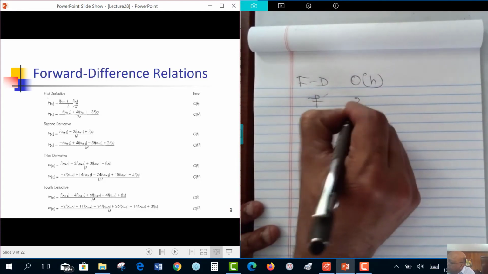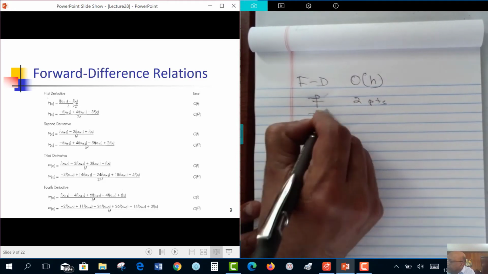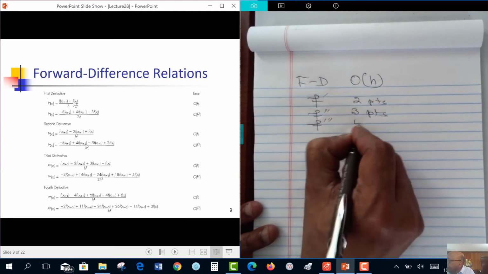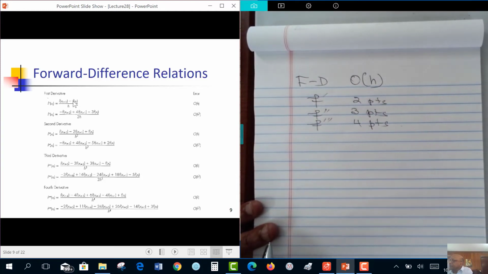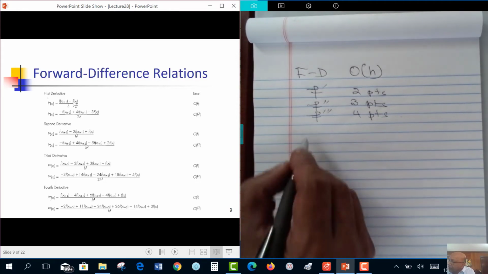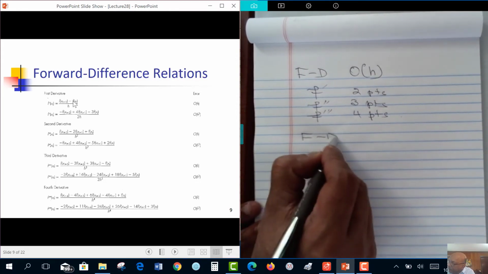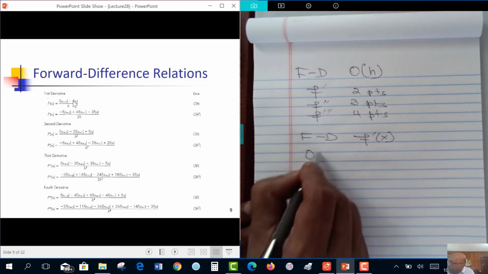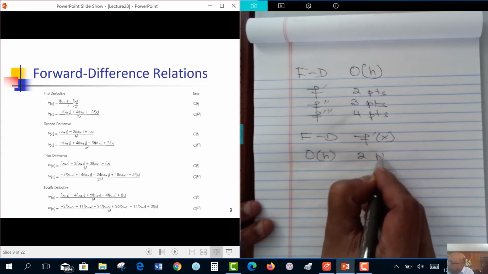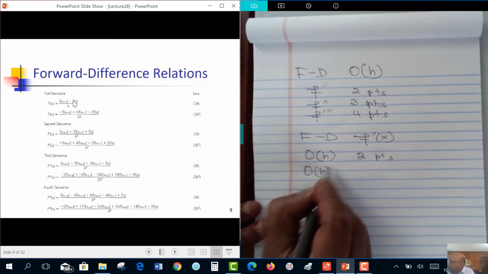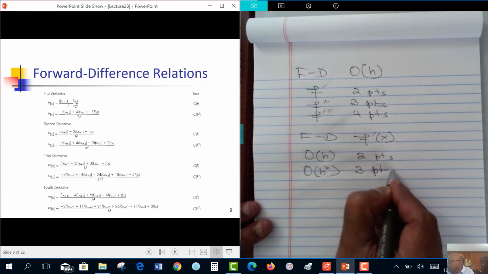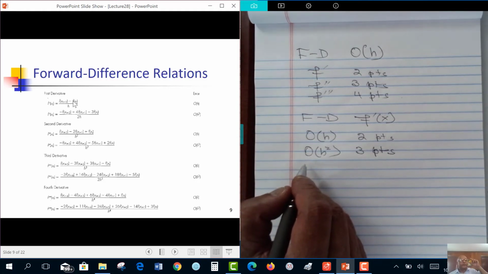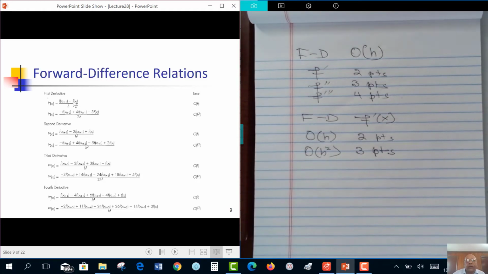First derivative, 2 points. Second derivative, 3 points. Third derivative, 4 points. And you can see the pattern. Now, when we go to forward difference for just the first derivative, remember the order h formula was 2 points. The order h square formula was 3 points. And so on and so forth we can go.